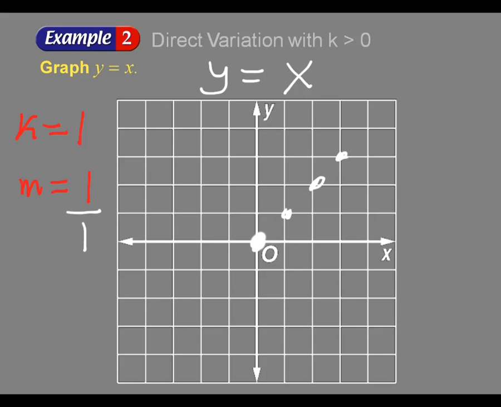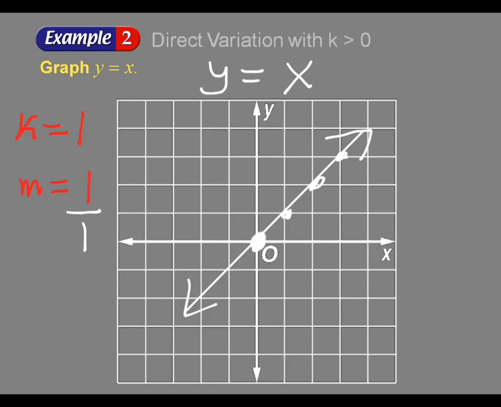Once I have enough, remember I need to connect them with my line and draw my arrows on either end because it goes on forever. That's the graph of this direct variation equation. Okay? This is the graph. I started at the origin and then I followed the slope. Up 1, over 1, up 1, over 1.